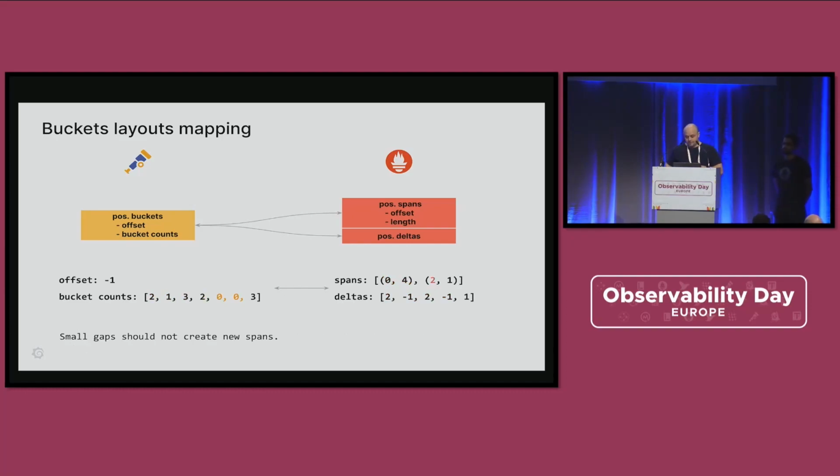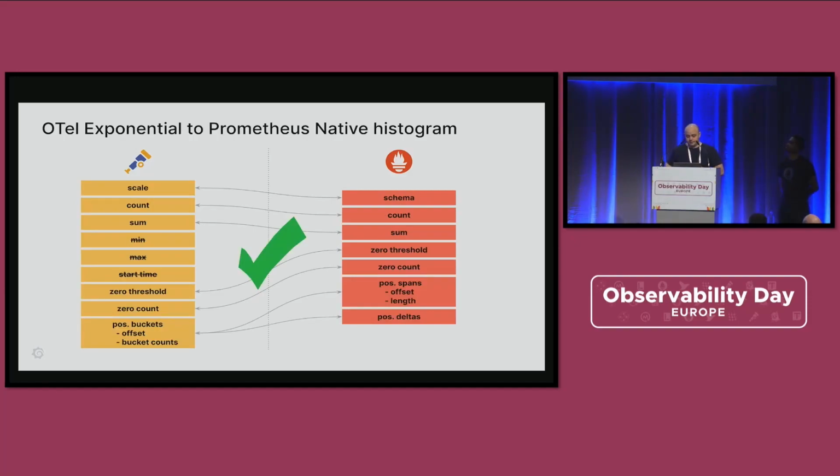So the sparse buckets are encoded with a subsequent offset value of the next span, and we are left with one non-empty bucket that has absolute count value of 3, and it's going to be encoded with a span that has offset of 2 and the length of 1. And the delta value for this bucket is 1. So at this point, we have translated the exponential histogram to native histogram.